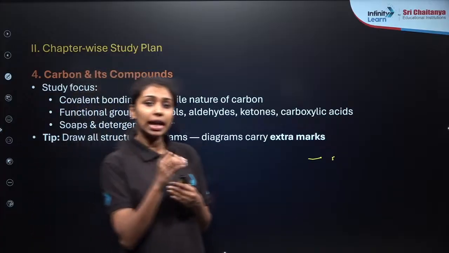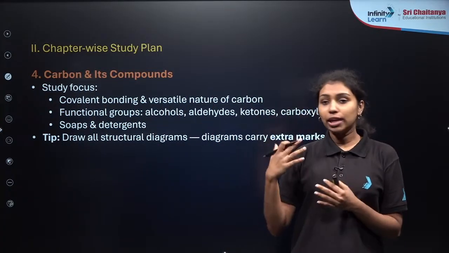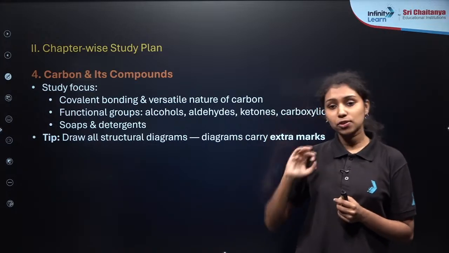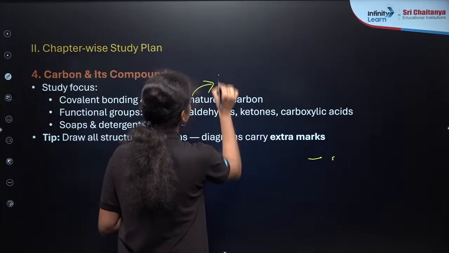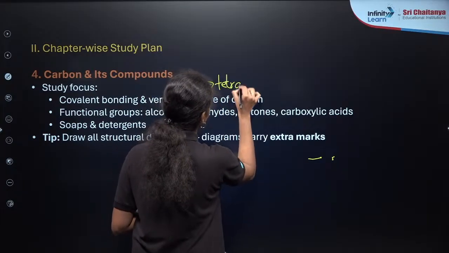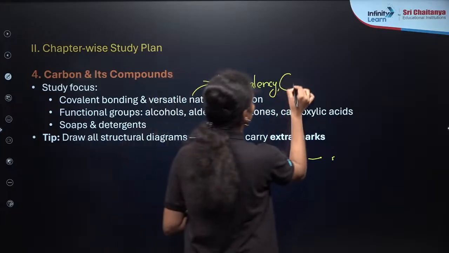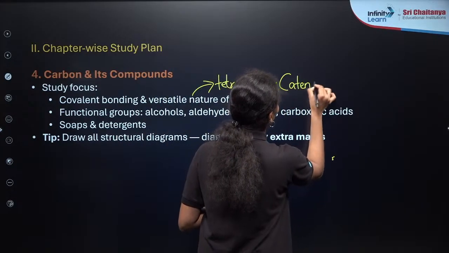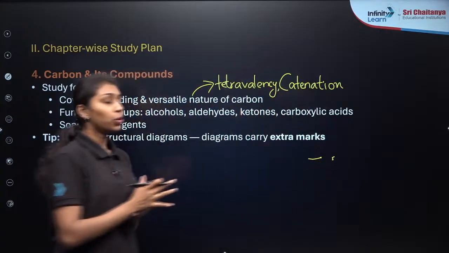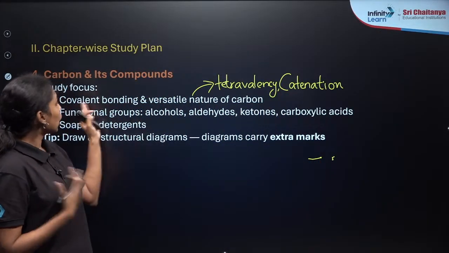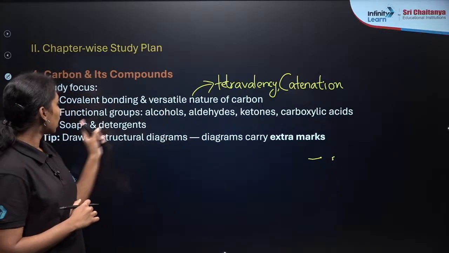As we already know, carbon and its compounds means we will be discussing the properties of carbon, right? How they are forming covalent bonds. What is the versatile nature of carbon? We have already discussed that carbon has tetravalency. Because of the tetravalency as well as the catenation power, or self-linking property, they form more organic compounds. So these are the versatile nature of carbon. You can expect more questions from simple covalent bonding as well as the versatile nature of carbon. This is the introduction part of carbon and its compounds.